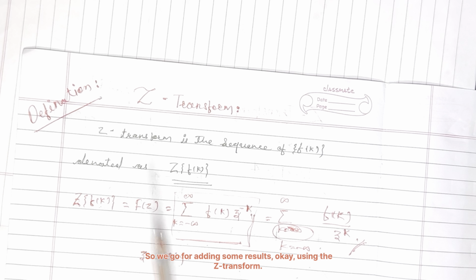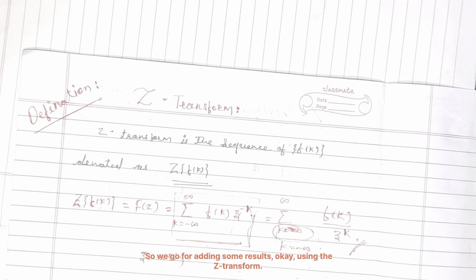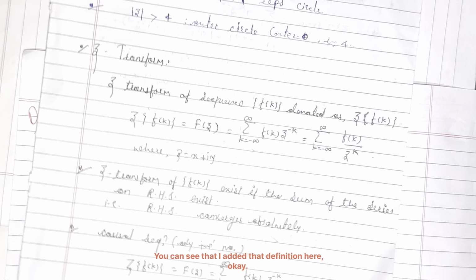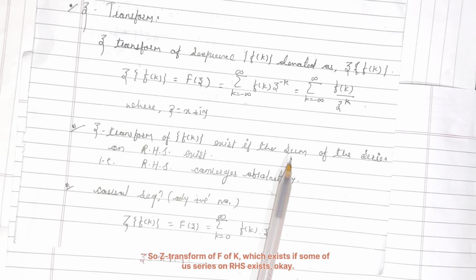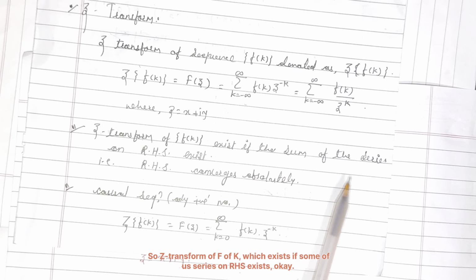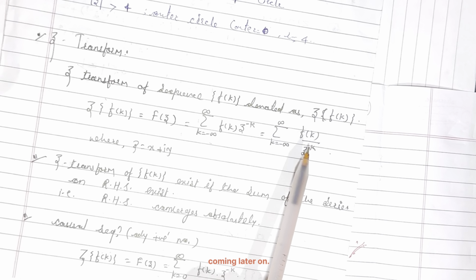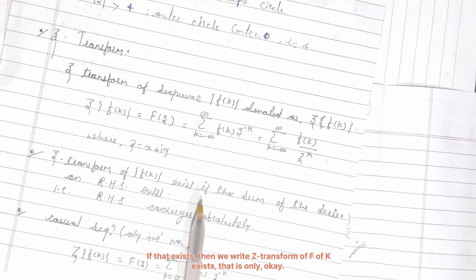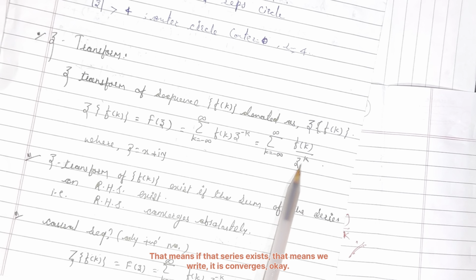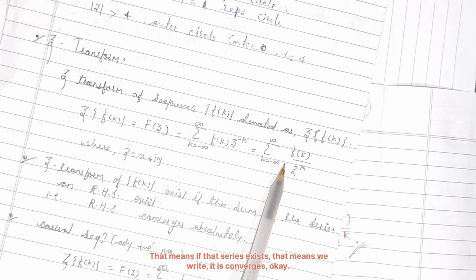So we go on to add some results using the Z transform. Let me show some results here. You can see that I added that definition here. The Z transform of f of k exists if the sum of the series on the right-hand side exists. The convergence of that series sum is coming later on. If that exists, then we write that the Z transform of f of k exists. That means if the series exists, we say it is convergent.